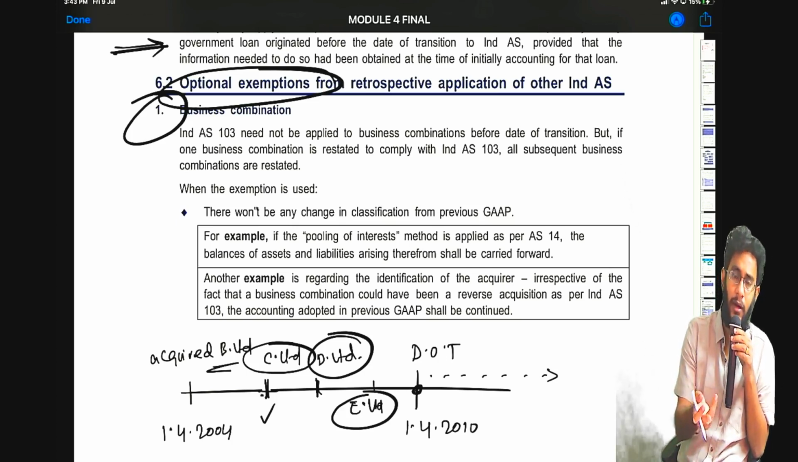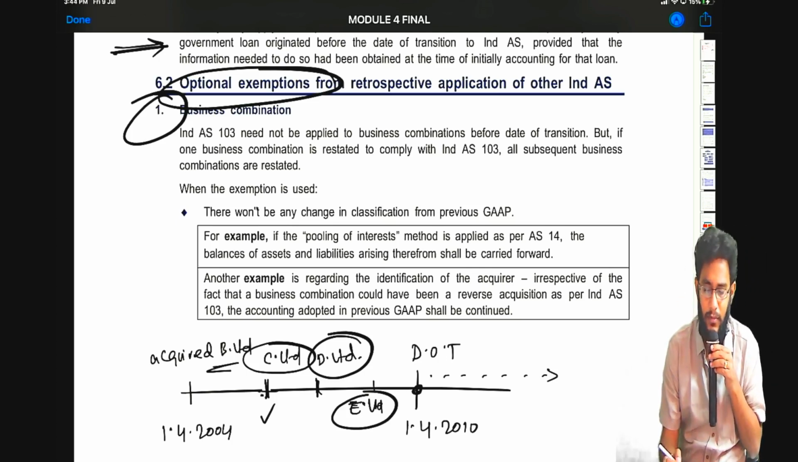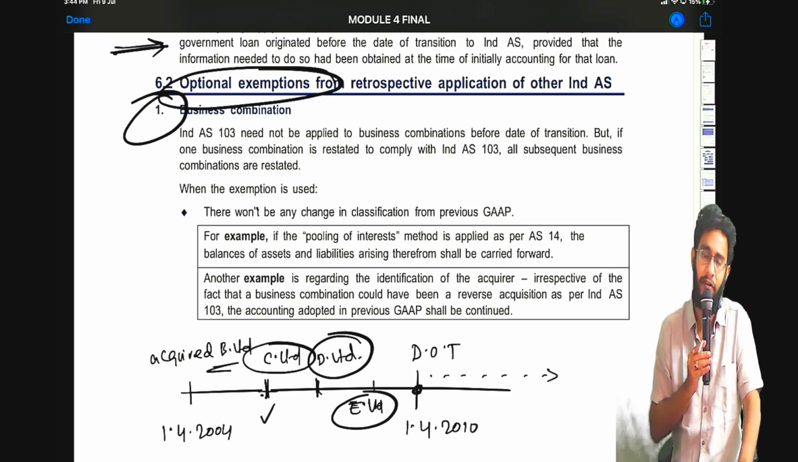You can do B Limited, but you have to compulsorily do C, D, E also. Or sir, I will do it from E Limited, sir. Then fine. E Limited onwards you restate. B, C, D you can forget. You need not do any retrospective restatement.